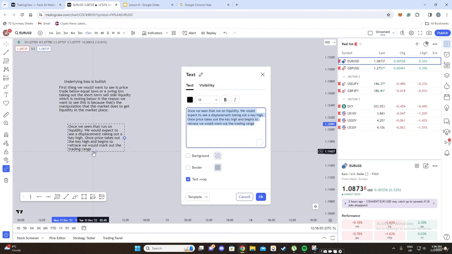And wait for price to retrace below the 50% level. And the reason we want to see it below the 50% level is because that's the discount of the range.